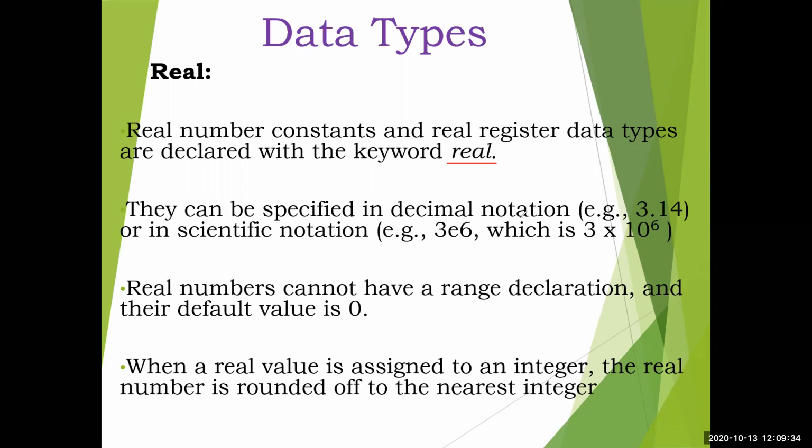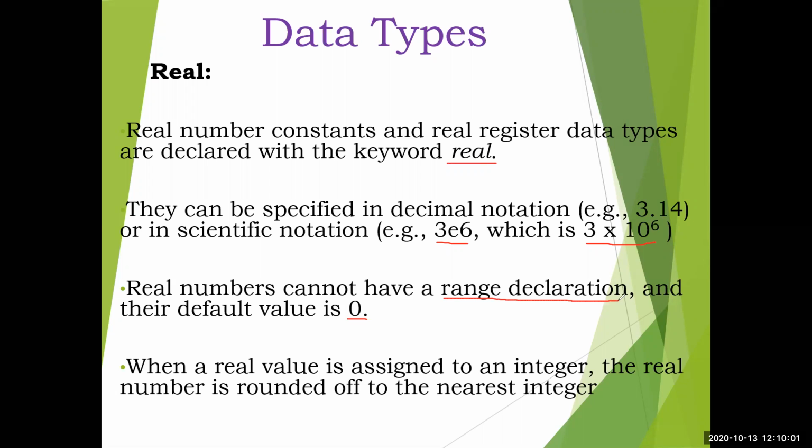They can be specified in decimal notation, like 3.14, or in scientific notation, exponential: 3 e 6, which is equal to 3 into 10 to the power 6. So like this you can also store. This is scientific notation. Real numbers cannot have a range declaration and their default value is 0. So the default value of a real is 0 and the range declaration, which is machine specific, is not there for this.